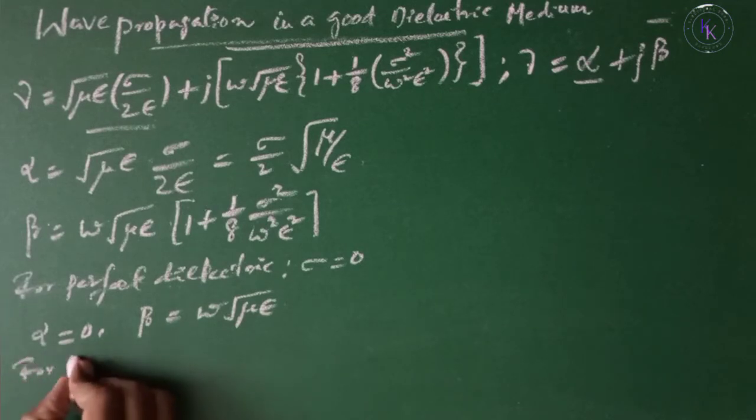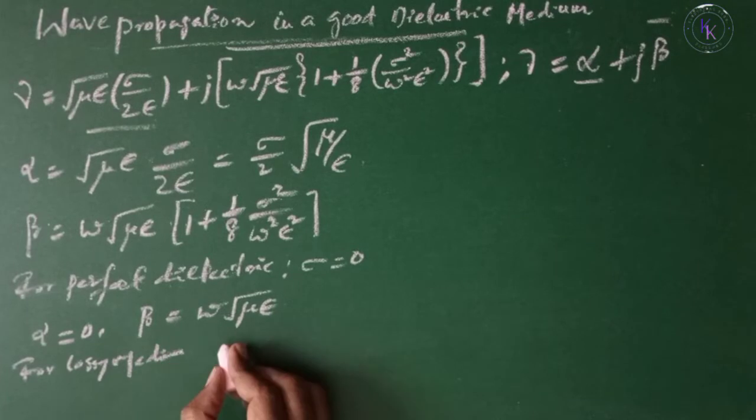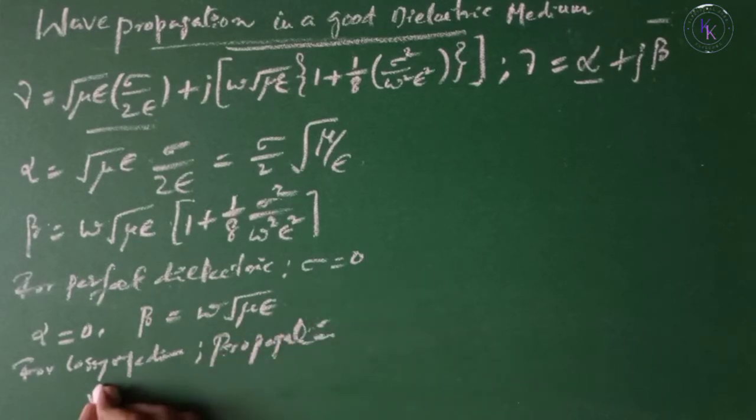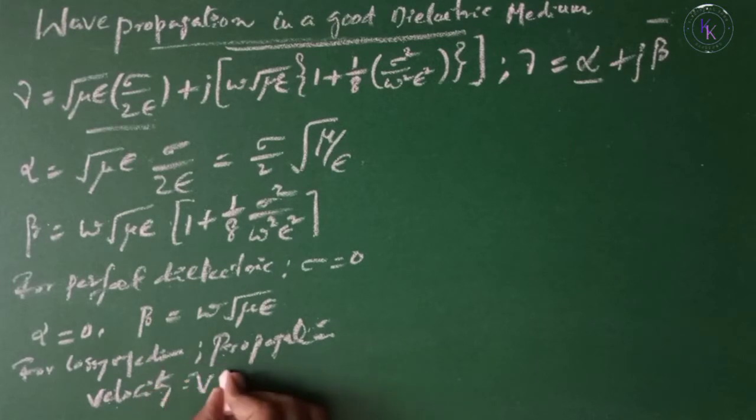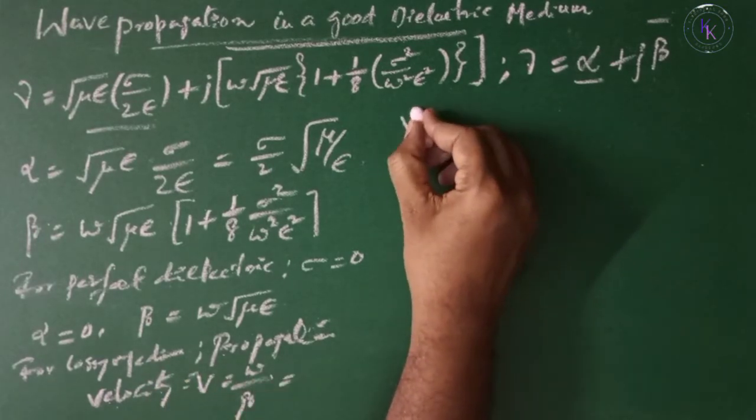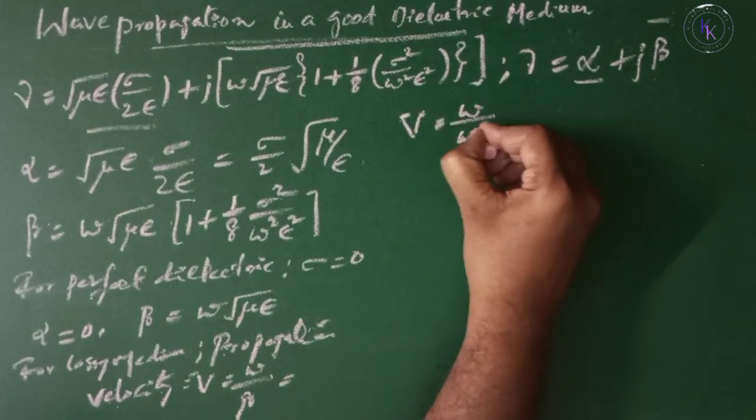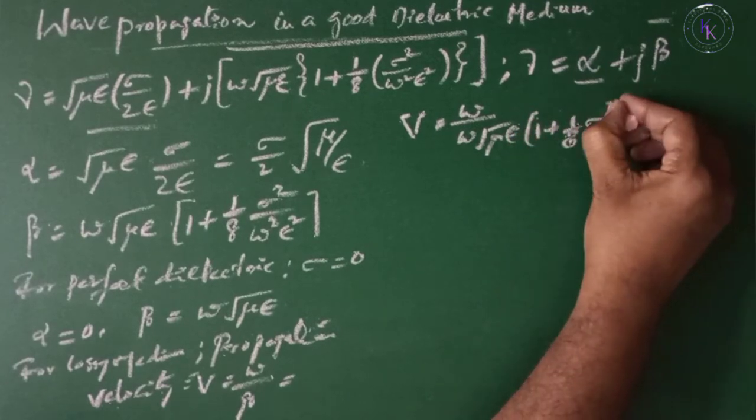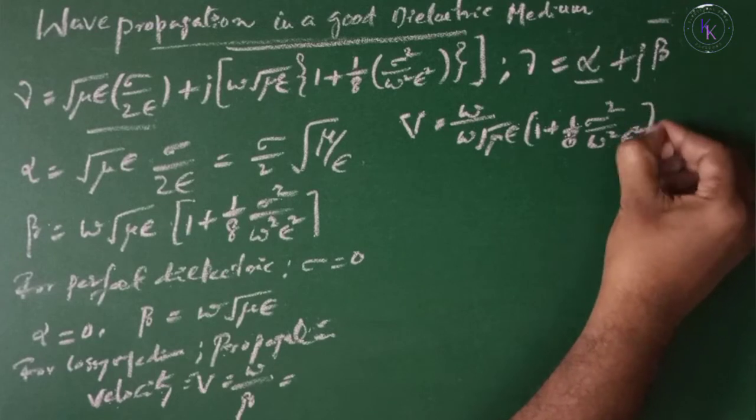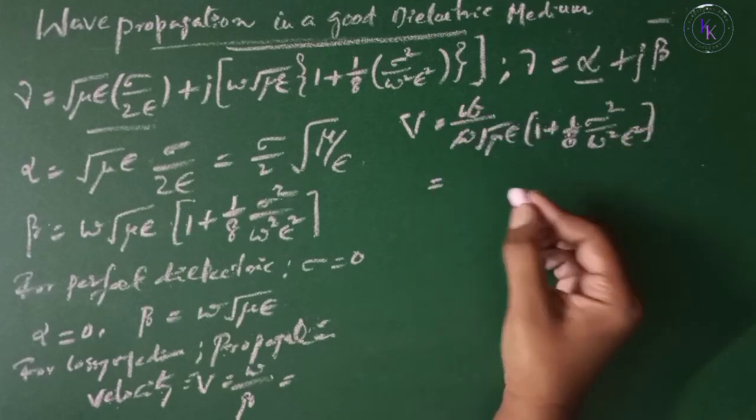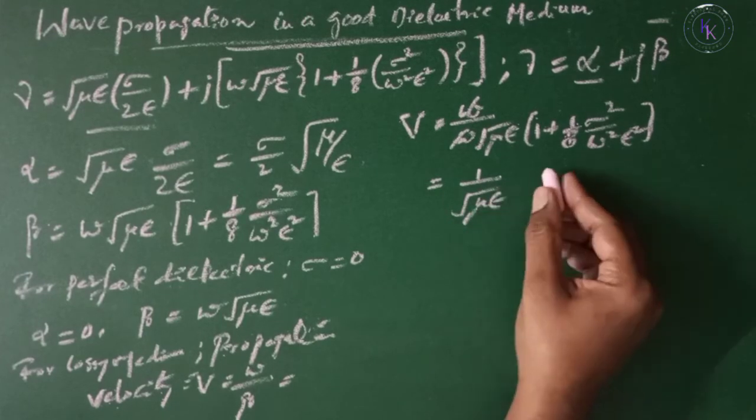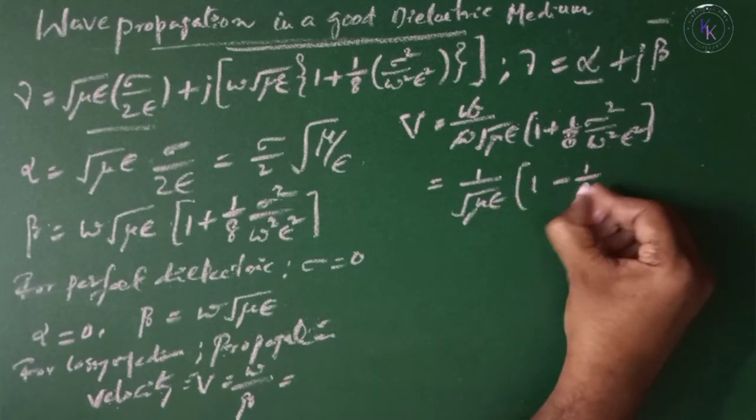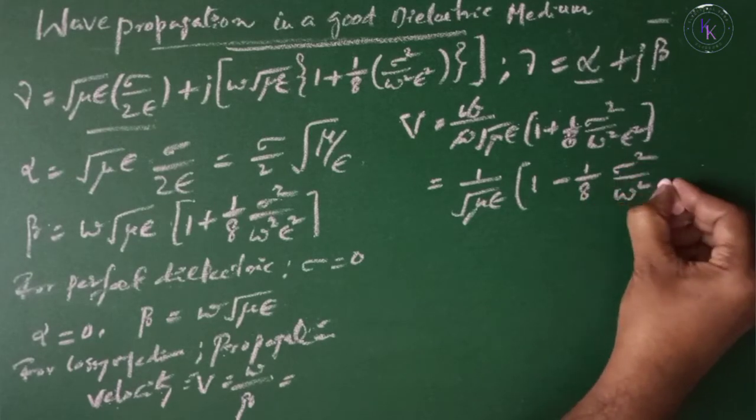For a lossy medium, sigma has a low value and hence attenuation is quite small. Then the propagation velocity v equals omega by beta. Substituting these values, v equals omega divided by omega square root of mu epsilon times (1 plus 1 by 8 sigma square by omega square epsilon square). Cancelling, you get 1 by square root of mu epsilon times (1 minus 1 by 8 sigma square by omega square epsilon square).